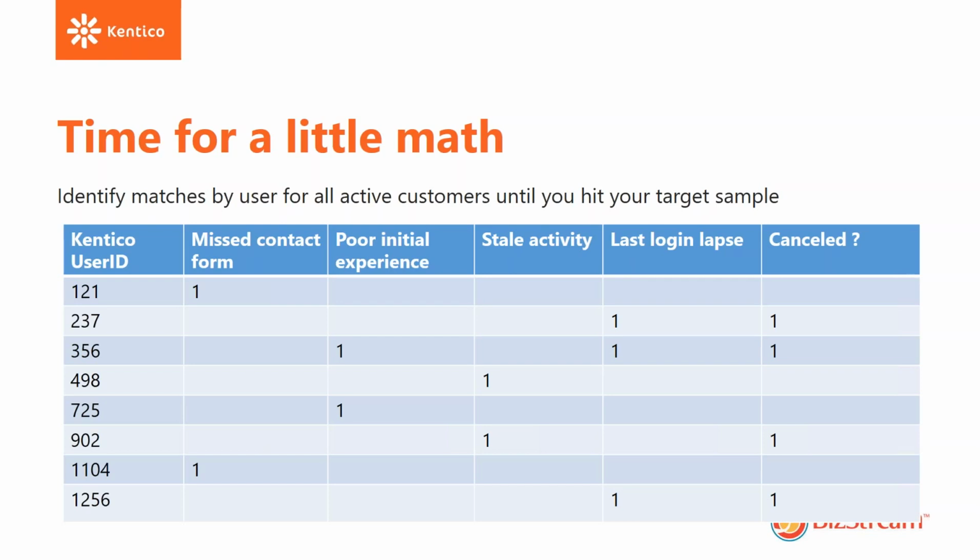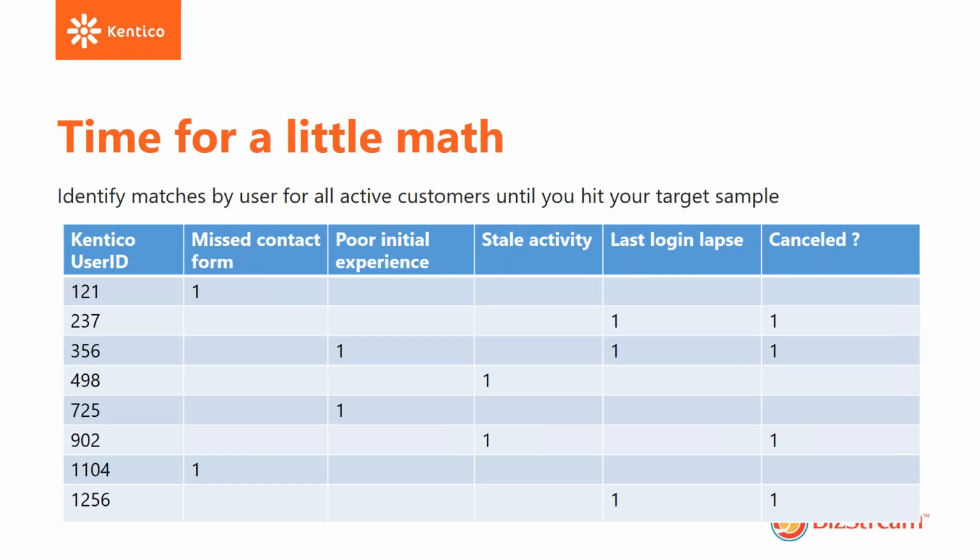So the exercise I recommend is, once you review, define your indicators, and segment your people, then analyze that data. If Kentico user 120, who may be Joe, had a missed contact form in the last X days, he gets a 1 for that indicator. And then all the way to the right of the table is, did that user cancel or not? So let's say user 121 is Joe, and he did have a bad contact form, or no one replied to him. He didn't cancel. That's okay. We want to know that. Then you go on to the next user who has an indicator that matches, the last login lapse. So user 237, we've got a 1 that they haven't logged in within the last 30 days.